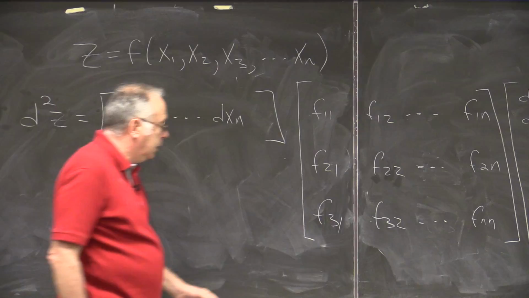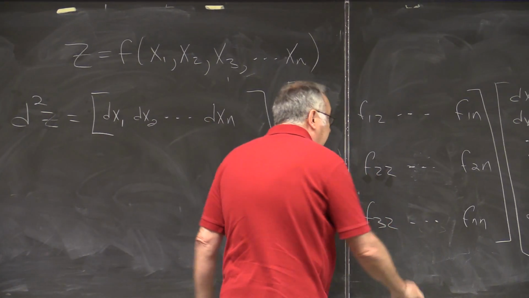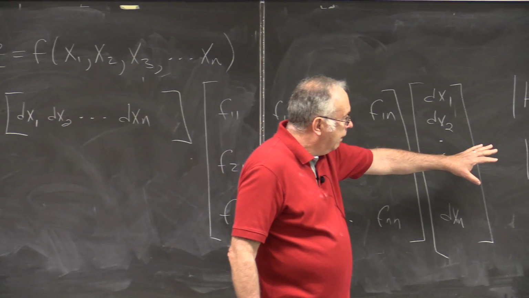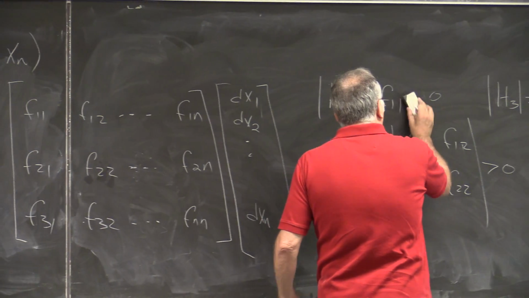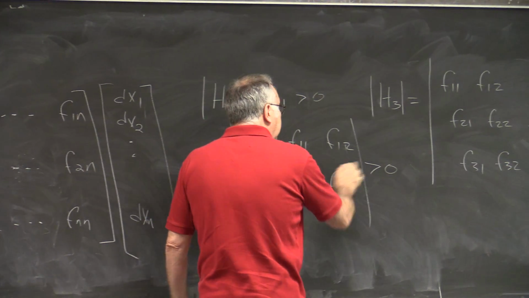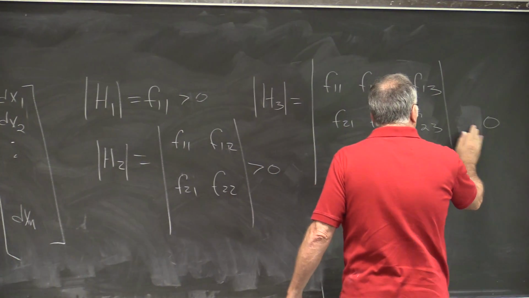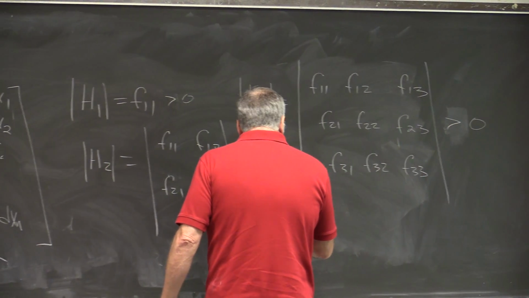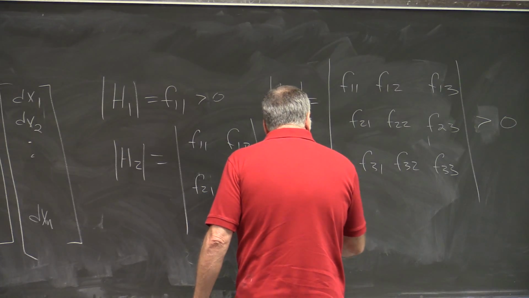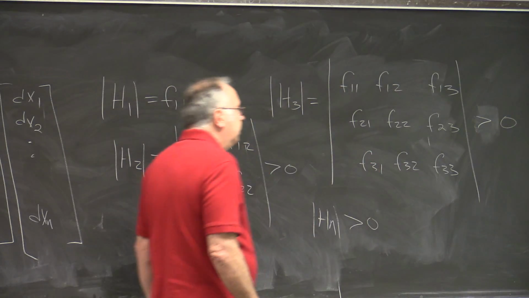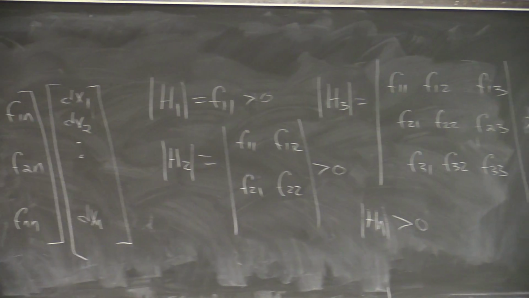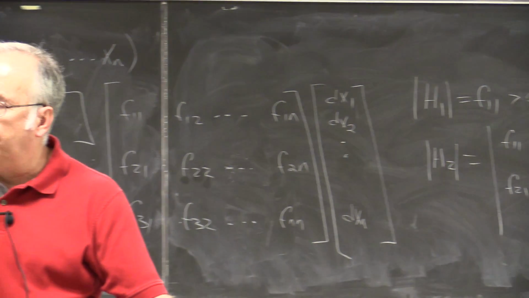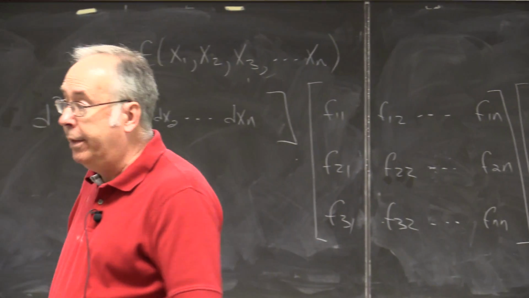And then what you need for your sufficient conditions for a positive definite quadratic form is for all of these to be positive. For a positive definite, you need that, you need that, you need this, dot, dot, dot. And the last one would be h sub n positive. All of those determinants of the leading principal minors are positive. Then the quadratic form is positive. Then you'll have a minimum.